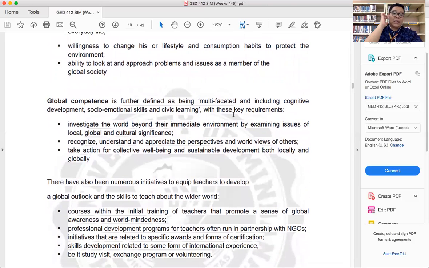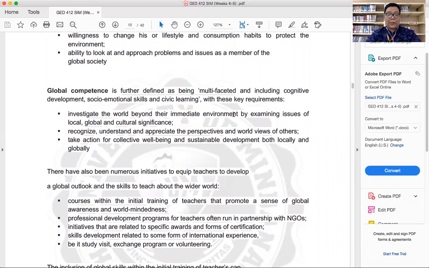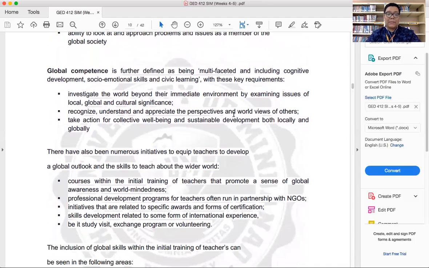There have also been numerous initiatives to equip teachers to develop a global outlook and the skills to teach about the wider world. For example, we have courses within the initial training of teachers that promote a sense of global awareness and world-mindedness. That's true. There are a number of courses that focus on this one. We also have professional development programs for teachers, which often run in partnership with non-government organizations. Now, these professional development programs equip teachers with the skills that we will be needing in educating our 21st century learners. There are also initiatives that are related to specific awards and forms of certification.